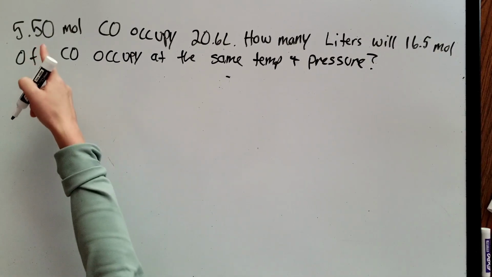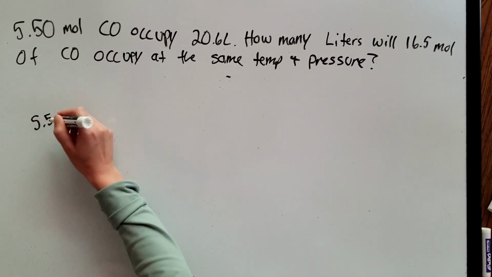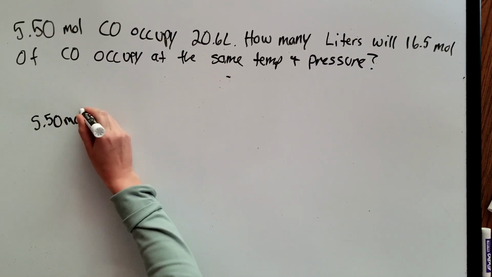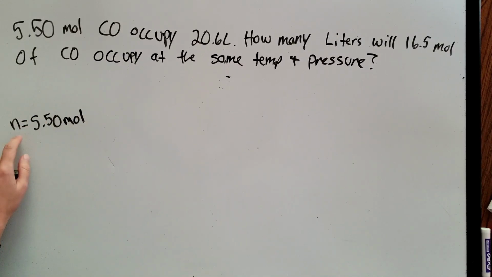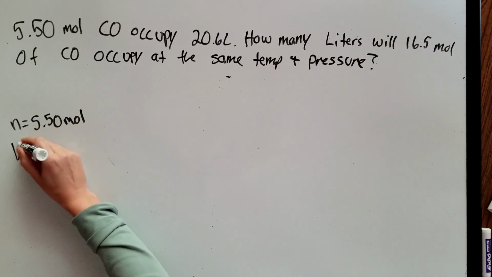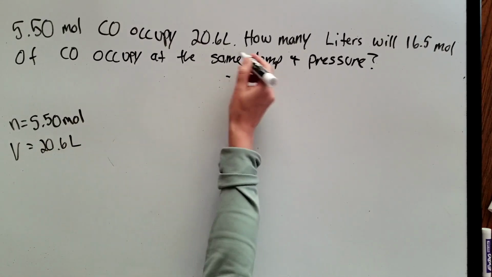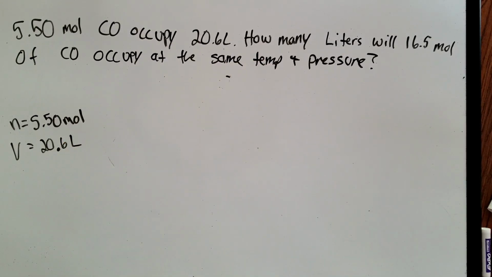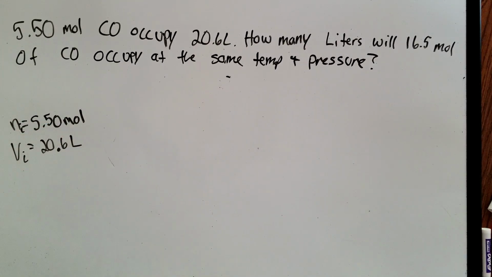We have initially 5.5 moles. And remember, the variable for moles is that letter lowercase n, okay? That 5.5 moles is going to occupy a volume of 20.6 liters. So I know that's a volume because of the units. These two go together, so I'm going to label them as I's. That's my initial molar amount, my initial volume.